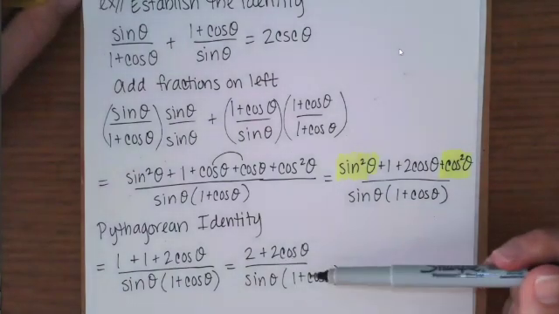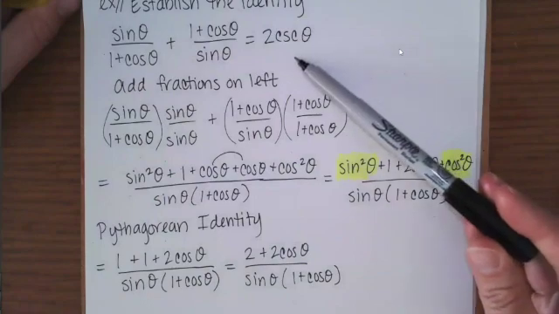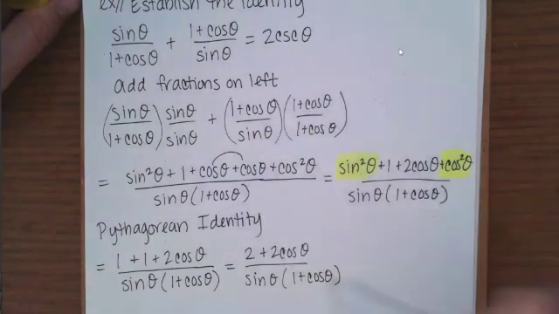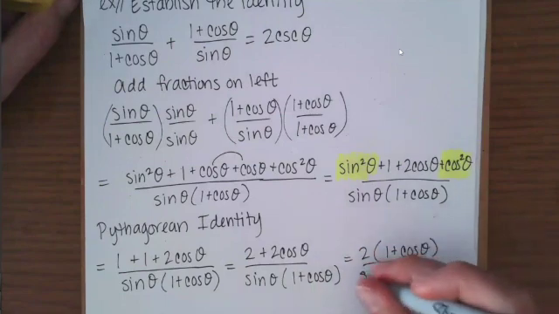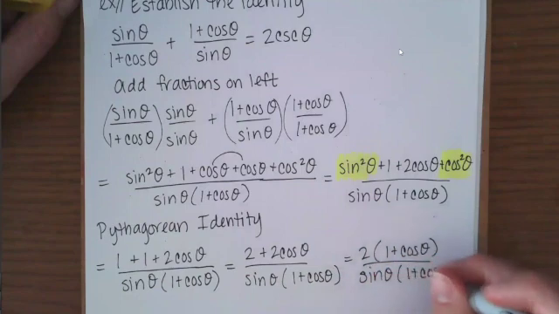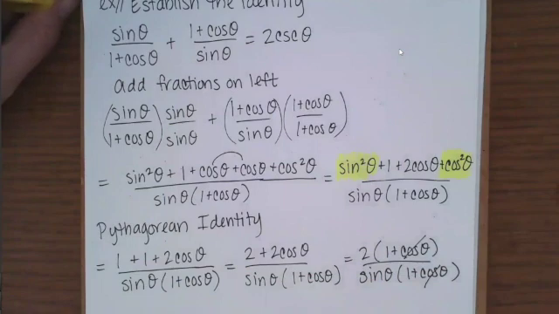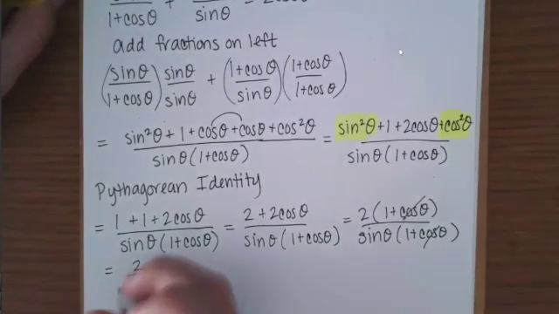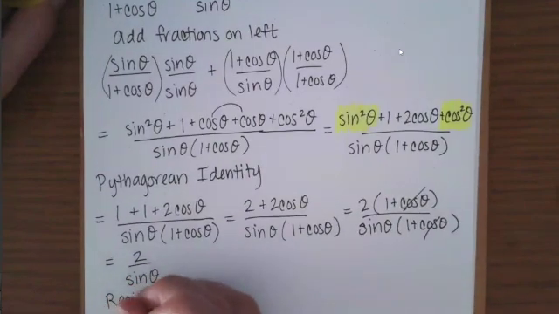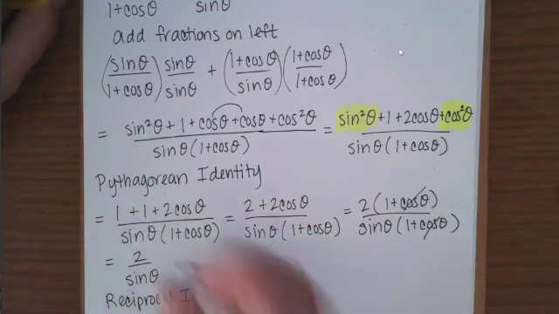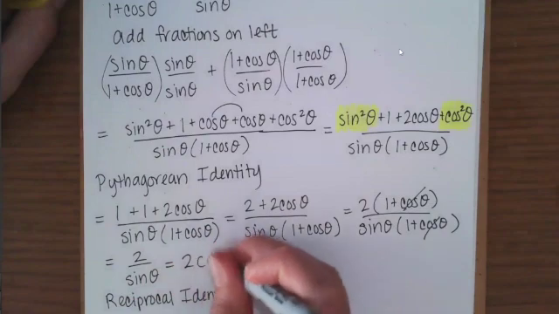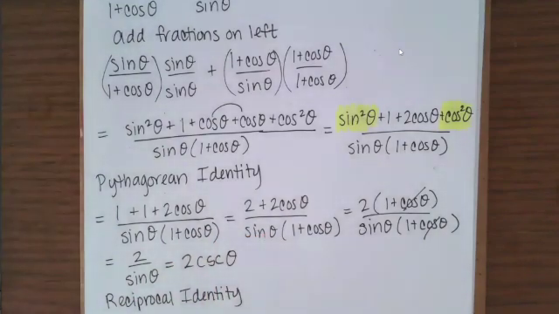We want to simplify this, and our goal is to get to this right side. So I'm going to factor out a 2 here, so that I can simplify out this 1 plus cosine theta. Then we get 2 over sine of theta. Our last step here is to apply the reciprocal identity. What we know is that the reciprocal of sine is cosecant. So this is equal to 2 cosecant of theta, which is the right side in our original problem. So our proof is done.